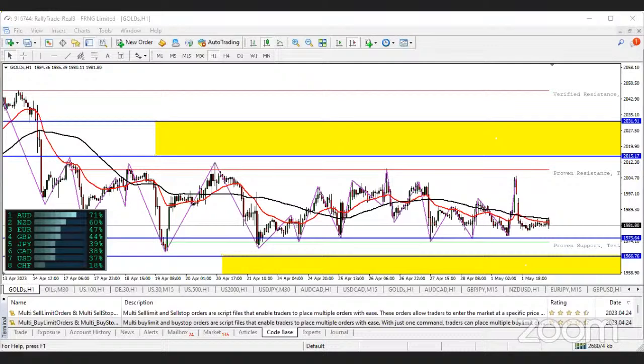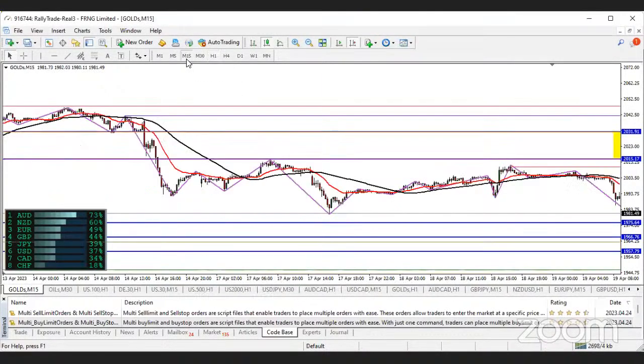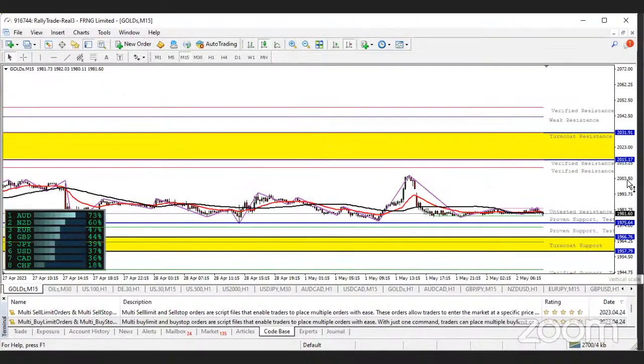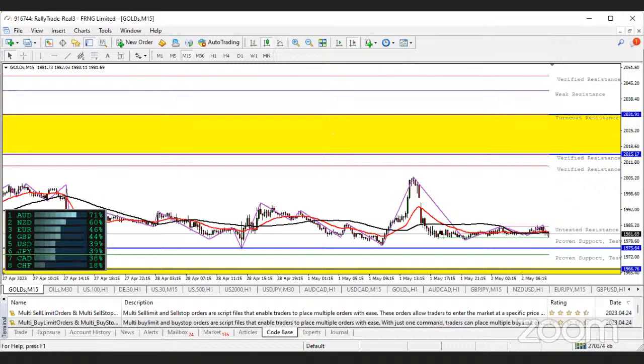Okay, so we've been able to look at gold and we've been able to look at oil. Very, very good. So like I said earlier, if you're a scalper, that's for those who do not intend staying too long in the market.